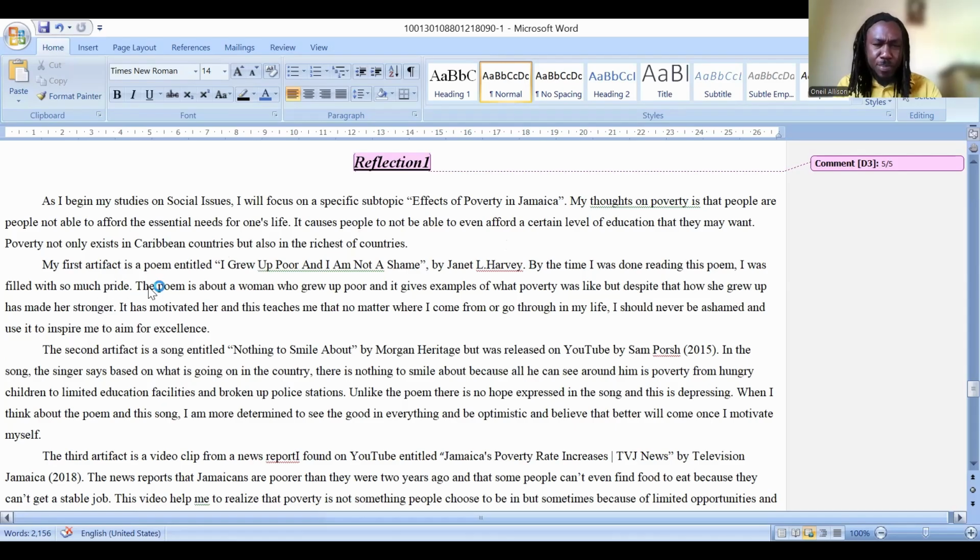My first artifact is a poem. So right now you see they're going to summarize it.